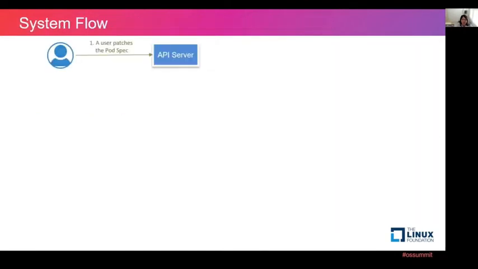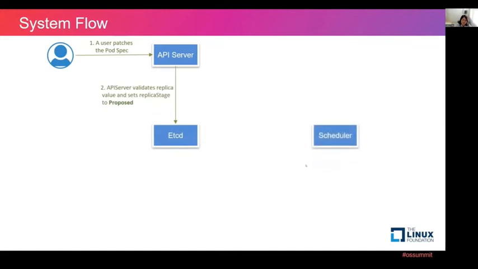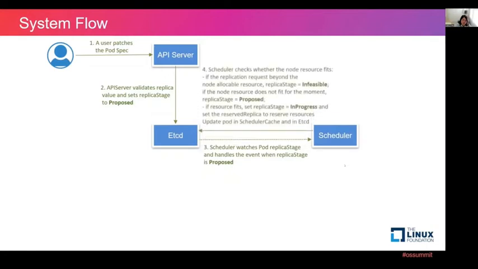Let's flip over to take a look at the system flowchart. On the left corner, as you can see, when a user sends a patch request to the API server to update the replicate value in the pod spec, then the API server will validate the replica value, set the replica state to proposed. In the meantime, the scheduler watches for the pod's replica state. When it is in proposed state, the scheduler would re-evaluate whether the node resource fits.